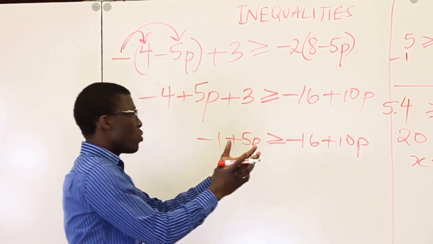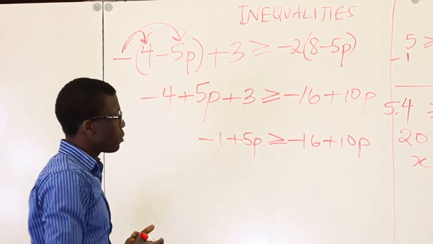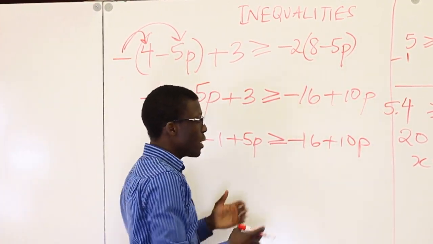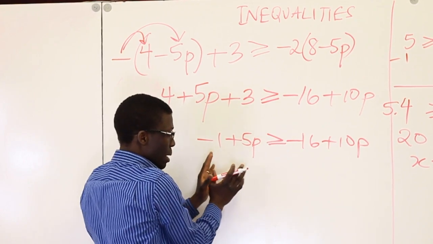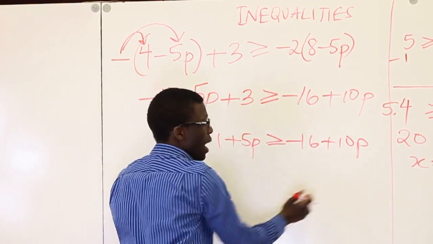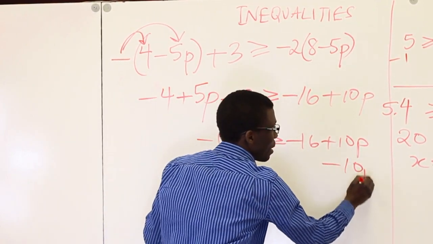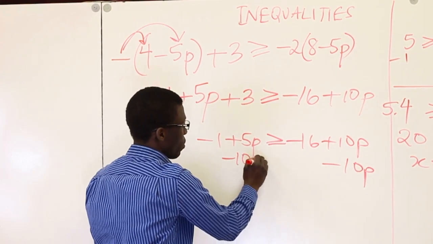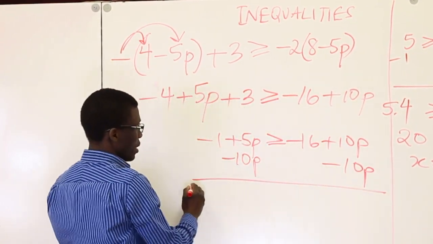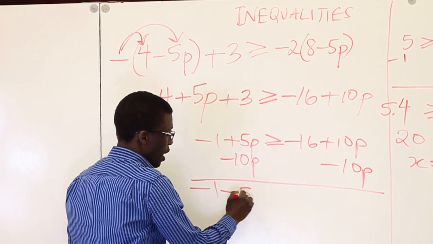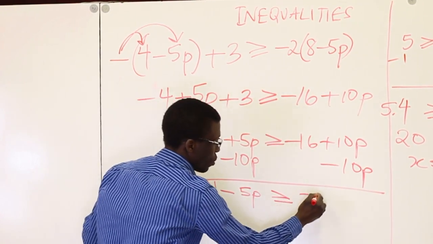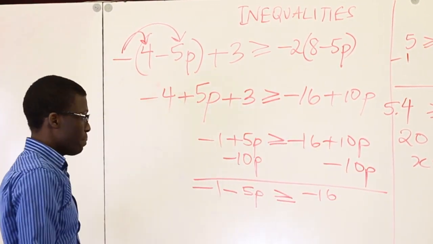Okay, I like to move all my variables to the left side. You can move them to the right if you want, but I put the variable on the left side, so then my answer can be like x is equal to 5. And so in this case, I'm going to subtract 10p from both sides. So that leaves me with negative 1 minus 5p is greater than or equal to negative 16.